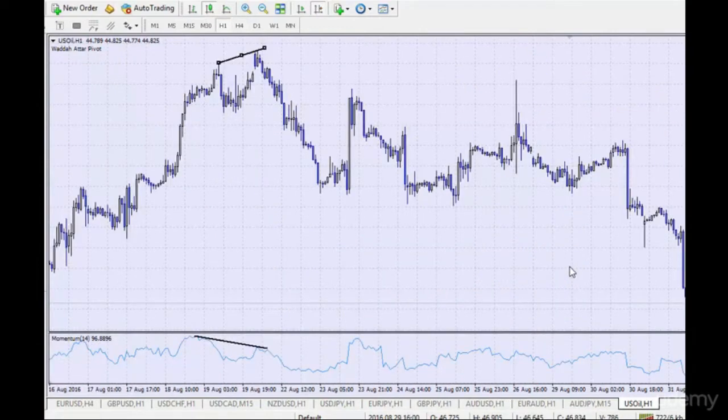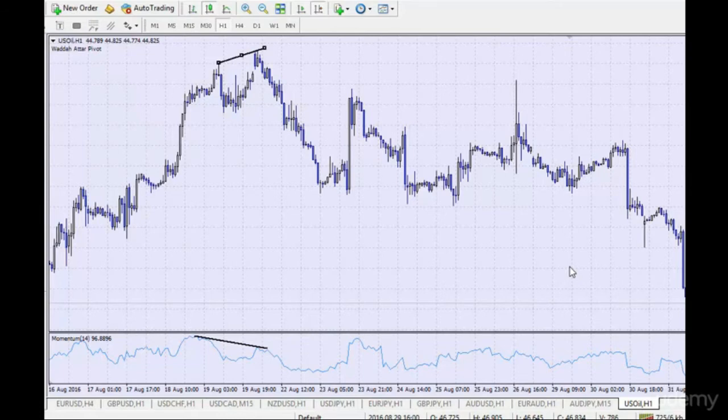Now in this lecture, we'll be discussing the momentum indicator. This is another very good indicator that you can use as a beginner trading Forex. This is also an indicator that I use when I'm trading Forex. So how do you use the momentum indicator?